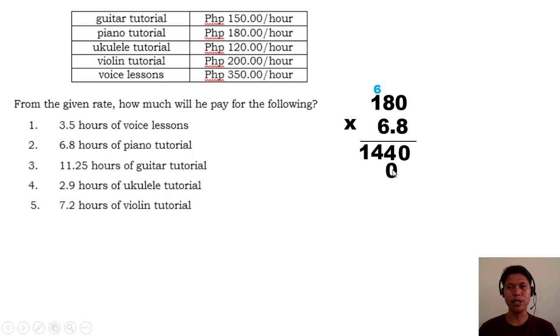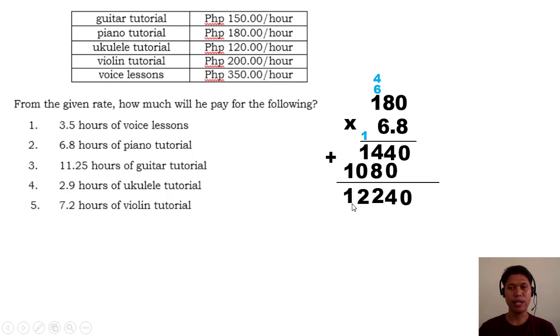6 times 0 is 0. 6 times 8 is 48. Write 8 and then regroup this 4. 6 times 1 is 6, plus 4 is 10. And then we add. Bring down this 0. 4 plus 0 is 4. 4 plus 8 is 12. Regroup 1. Then 1 plus 0 is 1, plus 1 is 2.